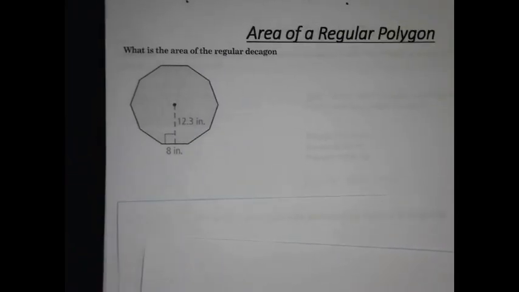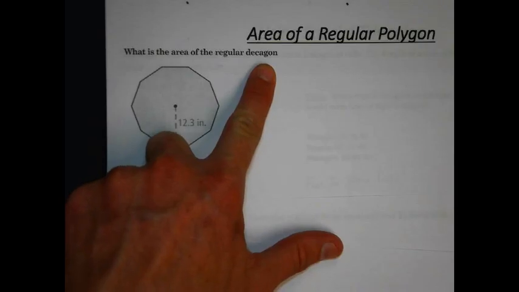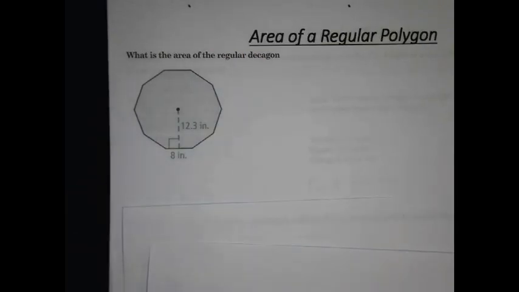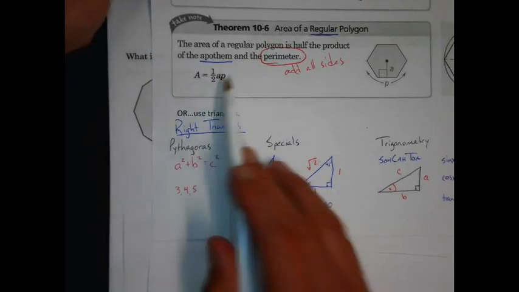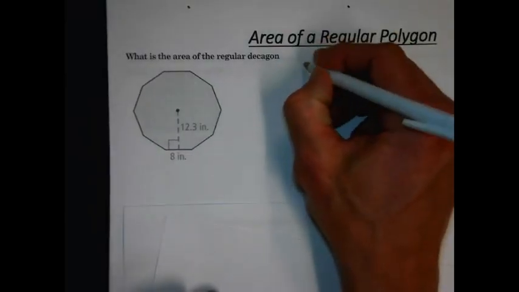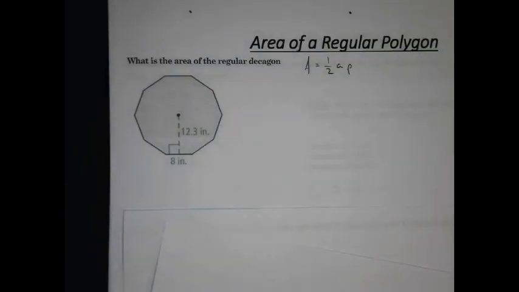Now, we're looking at the area of a regular polygon. In this example, we're given, well, clearly a regular decagon, because it says so. It's regular, so all the sides are the same, and we're going to find the area of this. Now, a couple things to recall. First of all, what is the area of any regular polygon? It's 1/2 the apothem times the perimeter. Okay, so we're looking at area being 1/2 the apothem times the perimeter.